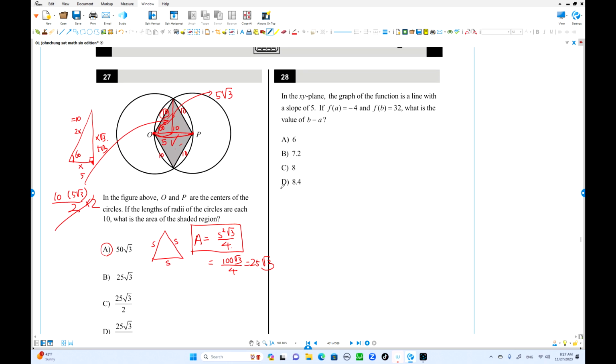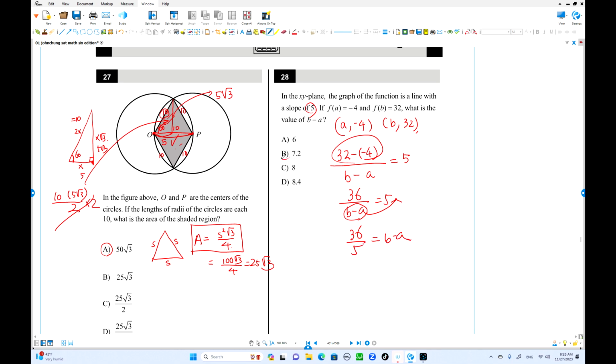Here is number 28. You have a graph. f of a equals negative 4, f of b equals 32. This is a point: when x is a, y is negative 4, and when x is b, y is 32. The slope is 5, y2 minus y1, 32 minus negative 4 over b minus a, equals 5. This is 36, so 36 over b minus a equals 5. b minus a is how much? Switch this side: 36 over 5 equals b minus a. 7.2 is the answer.